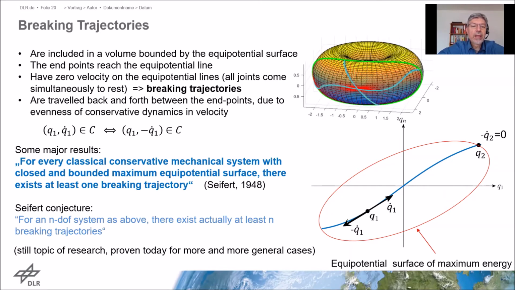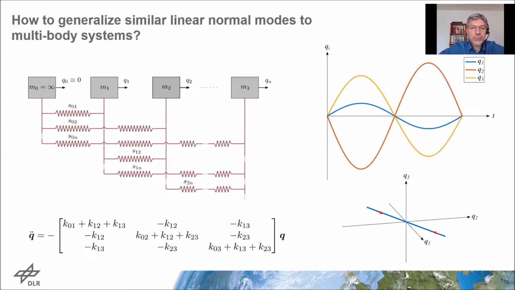So for every robot satisfying this condition, we know that we have at least one such periodic trajectory. And actually, Seifert also stated a conjecture saying that, as in the linear case, you can expect for an n degree of freedom system as above that you have at least n brake trajectories. Proving this conjecture is still the topic of current research. It is proven for more and more general cases, but I think there's no proof which would apply also to all robotic systems as far as I know.